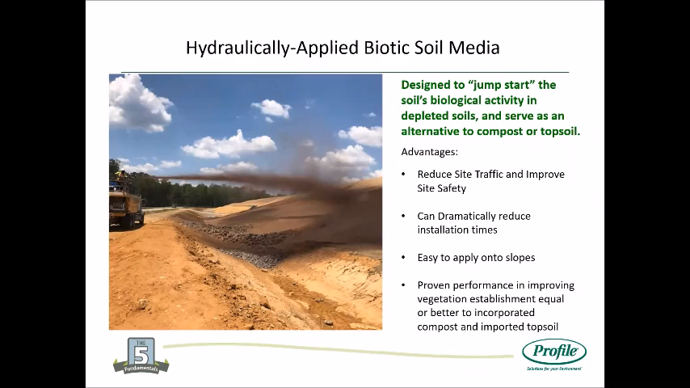So hydraulically applied, 2 or 3 of those tank loads, those 3,000 gallon machines, can typically cover an acre. So rather than having 20 truckloads of this bulk material hauled in and dropped off onto your site, you can apply it hydraulically very quickly and cover a lot of ground in a short amount of time. It can be applied onto slopes. Typically hauling bulk materials up a slope and making it stay in place gets pretty tricky. Installation time is decreased, and site safety is improved drastically by just having much less vehicular traffic on your site.